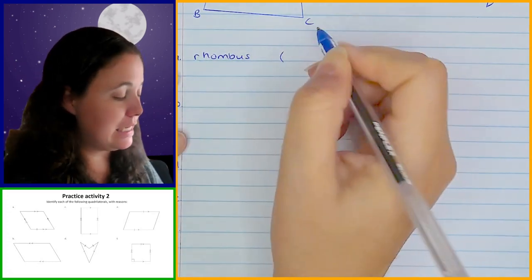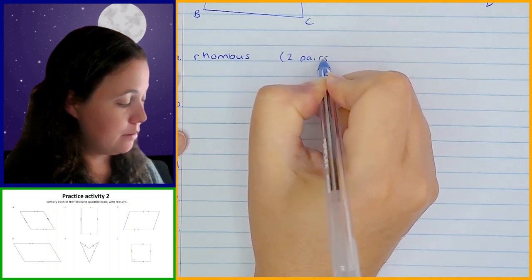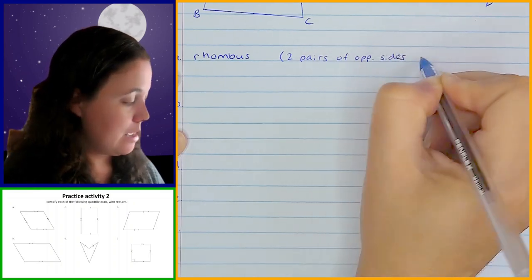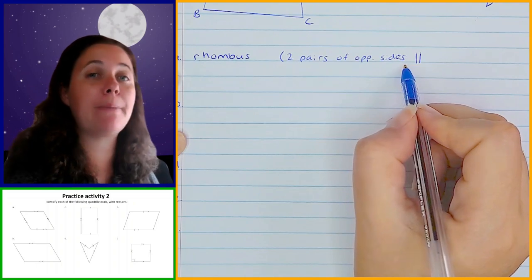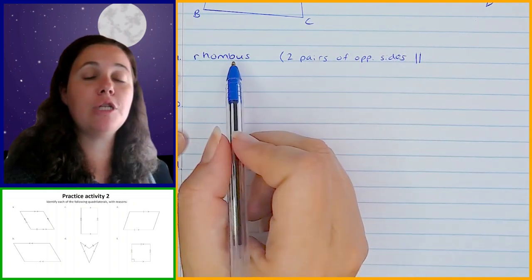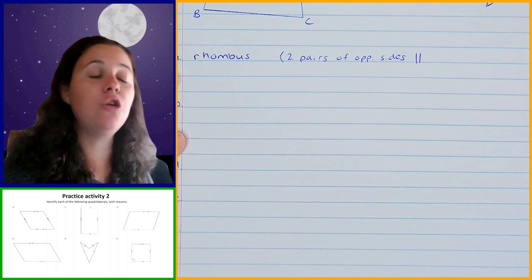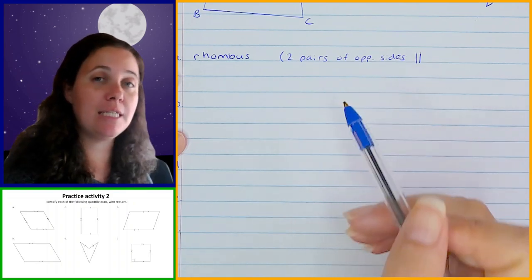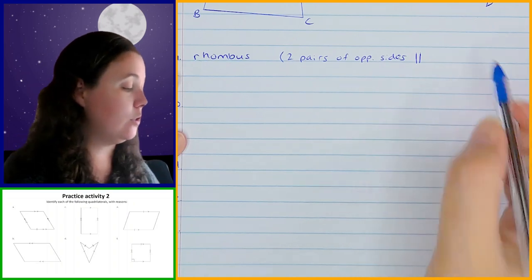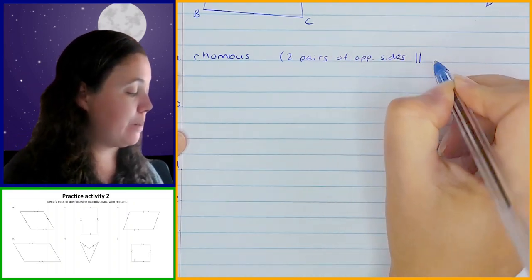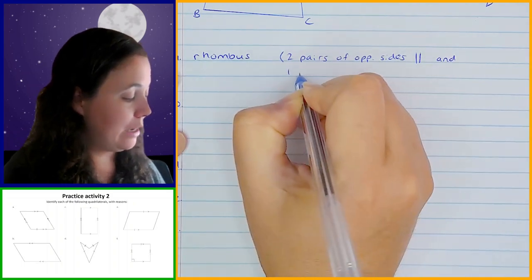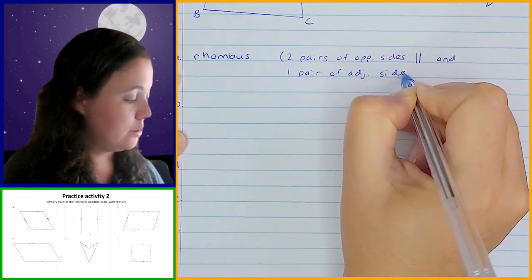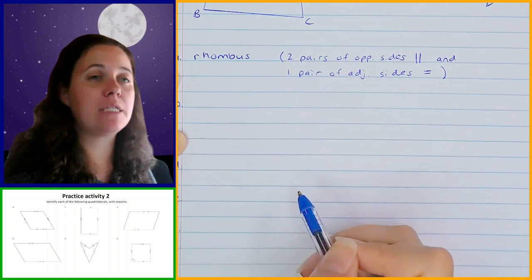And our reason for this is that there are two pairs of opposite sides parallel. That helps us to know that this is a parallelogram. Now remember, when you're proving that something's a rhombus, you have to first prove that it's a parallelogram, and then you can prove that it's a rhombus by saying, in addition to this, we also have one pair of adjacent sides that are equal. So it's two pairs of opposite sides are parallel, and one pair of adjacent sides equal. And that means that this shape is a rhombus.